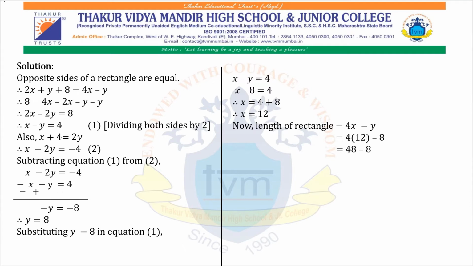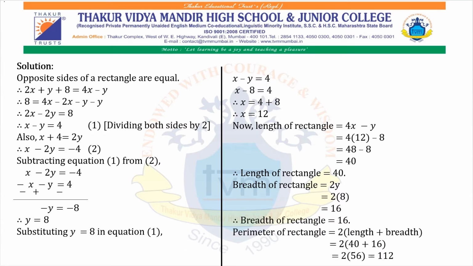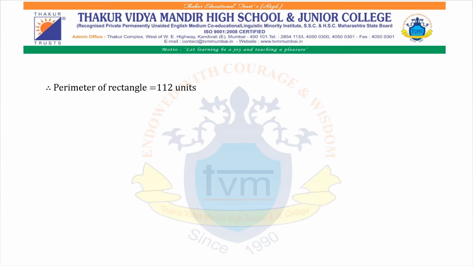Now length of rectangle is equal to 4x minus y. Therefore 4 into 12 minus 8, that is 48 minus 8, which is equal to 40. Therefore length of the rectangle is 40 and breadth of the rectangle is 2y, that is 2 into 8, which is equal to 16. Therefore breadth of rectangle is 16. Now perimeter of rectangle is 2 into length plus breadth. So 2 into 40 plus 16, which gives us 2 into 56, that is equals to 112. Therefore the perimeter of the rectangle is 112 units.